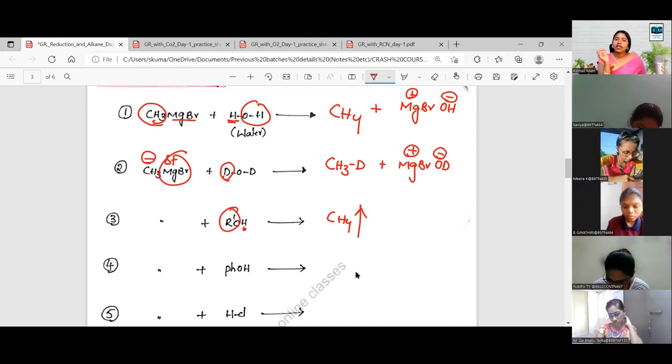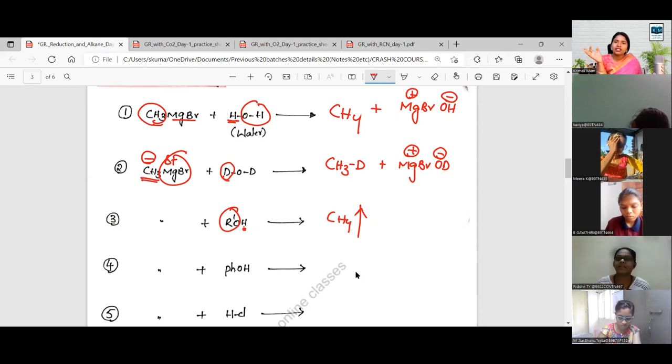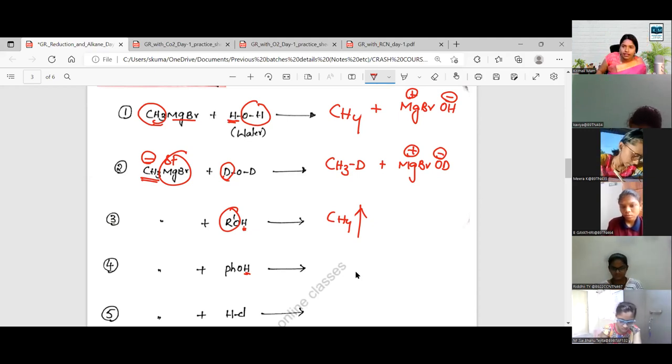See the next one. Can you tell me what will be the next product? Try all of you. Try writing the products. The only thing is CH3 minus is from the Grignard reagent, and H plus from the other reactant, the acidic compound. Come on, just 15 seconds time. That's it. Total practice sheet.